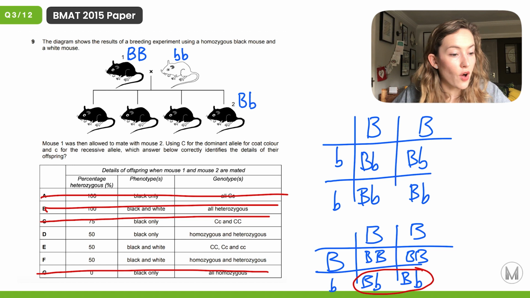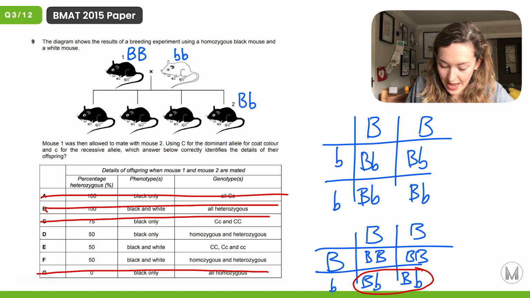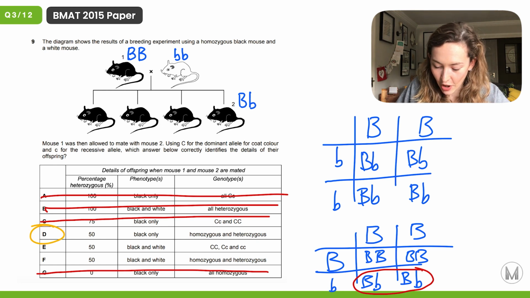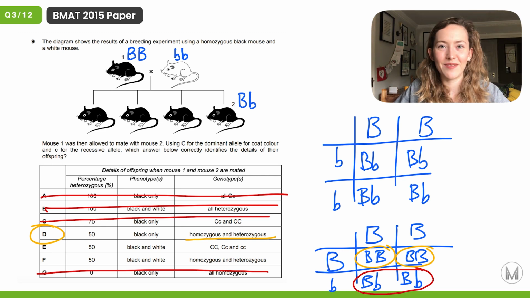Then we're looking at our phenotype. We are going to have all black mice in this particular case. And immediately that gets rid of option E and option F. So I know my answer is D, but let's have a look at our final. What's our genotype? We've got both homozygous and heterozygous. I can see them here. Okay, so my answer is D.